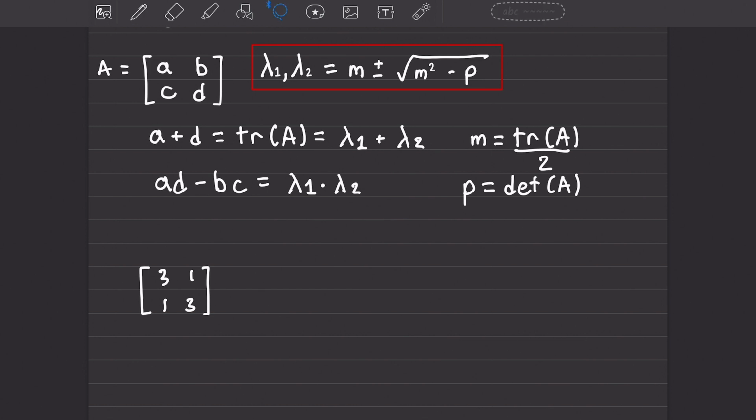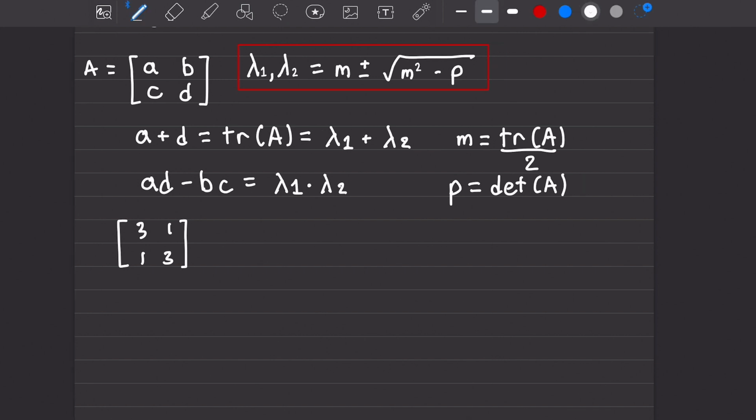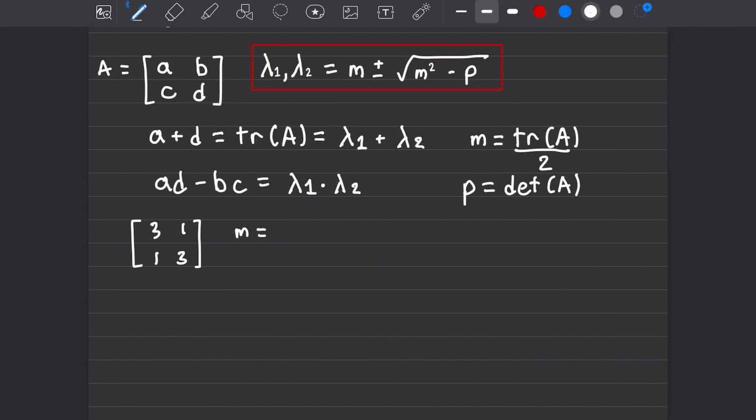I'll actually just shift this a little bit up so everything stays in focus. Okay, first thing, right, we want to find M, and in this case that's going to be the average of the diagonal elements. Here the diagonal elements are 3 and 3, so the average of those is just 3. And then the P, which is also the determinant, is going to be 3 times 3, 9, minus 1 times 1, which is 8.